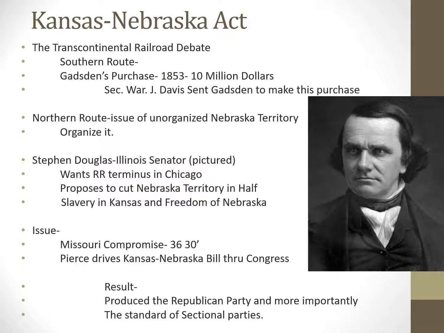Of course, this was a big issue because it threatened the Missouri Compromise, which had said that no territory above the 36°30′ line, basically the southern border of Missouri, could be admitted as a slave state. The federal government had banned slavery effectively above the 36°30′ line.